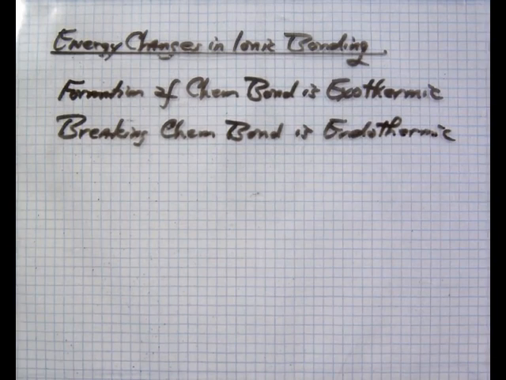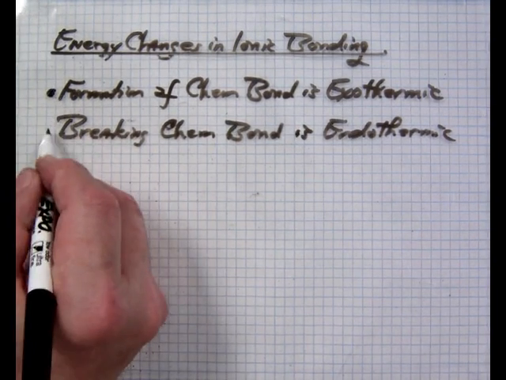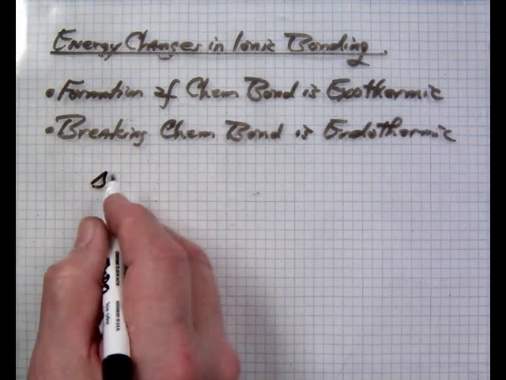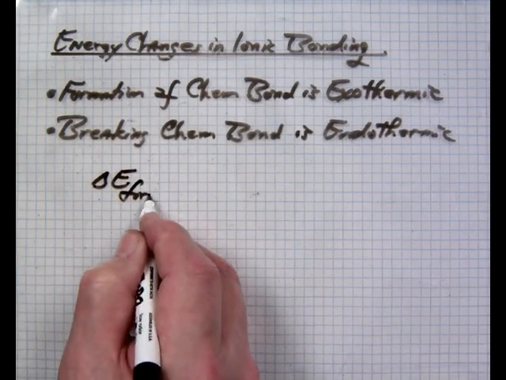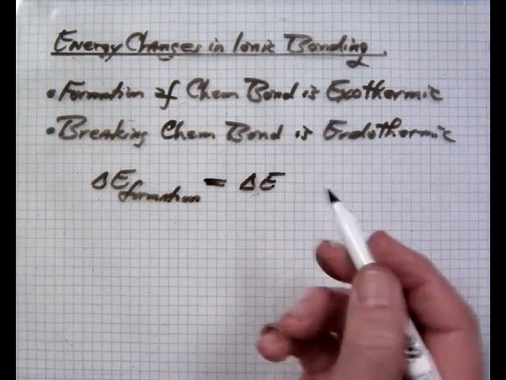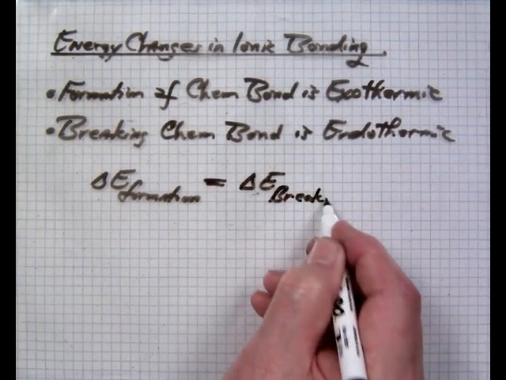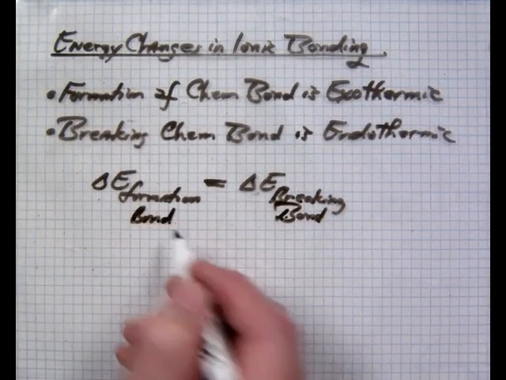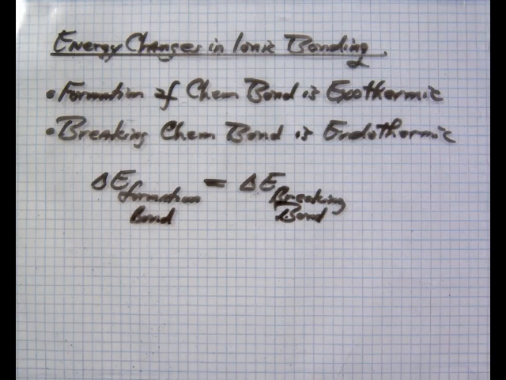Simple as that. And the relationship between these two is that the amount of energy lost in formation equals the amount of energy needed to break it. So delta E for formation is equal to delta E for breaking. If we gave up 1,000 kilojoules in formation of a bond, and you want to break it, you're going to have to put that same 1,000 back in to pull it apart. That's all it means.